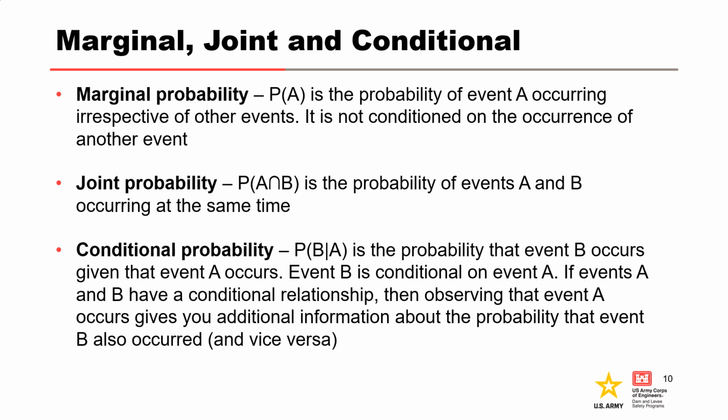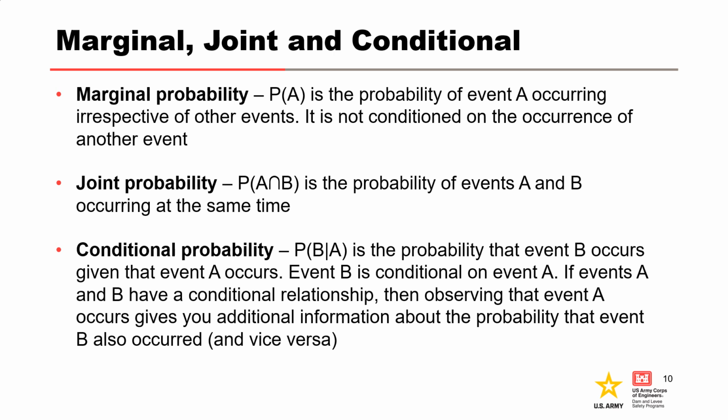Probabilities can be marginal, joint, or conditional. A marginal probability is the probability of a single event occurring irrespective of other events. It is independent of other events. Said another way, it is not conditioned on the occurrence of another event. Joint probability is the probability of one or more events occurring at the same time. Conditional probability is the probability of one event occurring with some relationship to one or more other events.